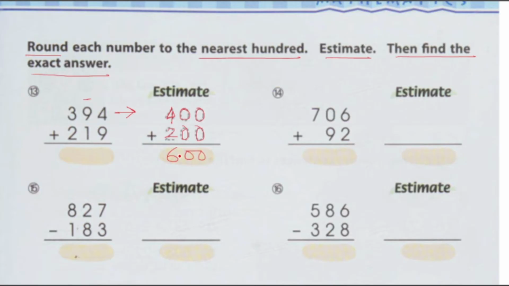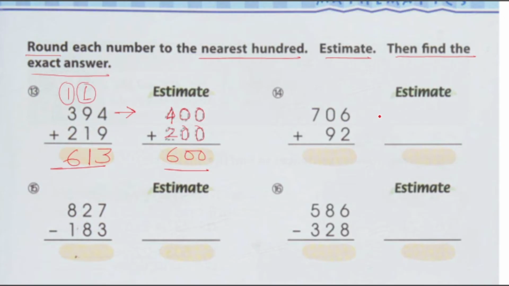So this is the estimate. So if we add these two numbers, it will be something near 600. That means we are doing the estimation. Now we'll do the actual addition. So 9 plus 4 is equal to 13. Carry 1 forward. So 1 plus 9, 10. 10 plus 1, 11. So carry 1 forward. And 1 plus 3, 4. 4 plus 2, 6. So exact answer is 613 and the estimate is 600.